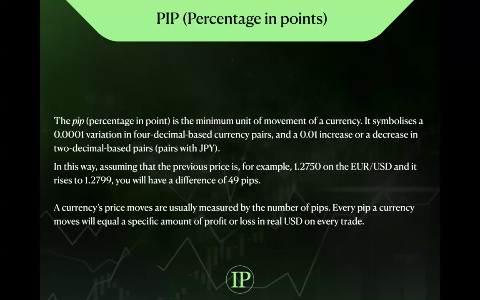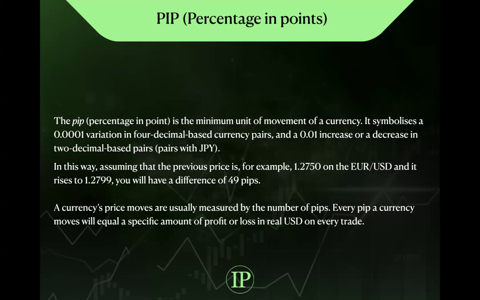What is a pip? Okay, point in percentage, percentage in point, right? The pip is the minimum unit of movement of a currency. Okay, the minimum recorded movement of a currency is known as the pip. It symbolizes 0.001 variation in the fourth decimal place. Okay, so the fourth decimal place, you will see there's 3 zeros in front of the 1. That is the fourth decimal place.